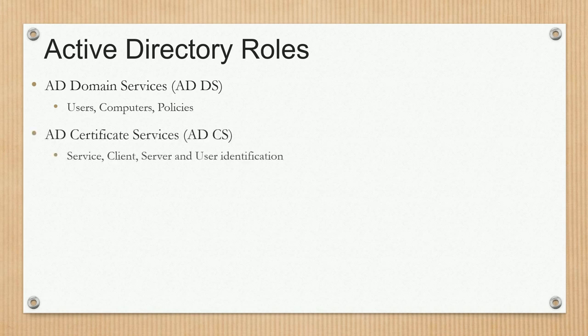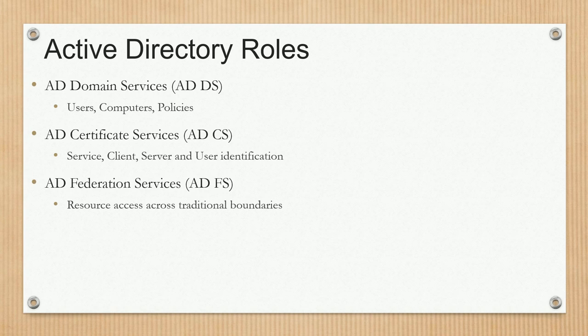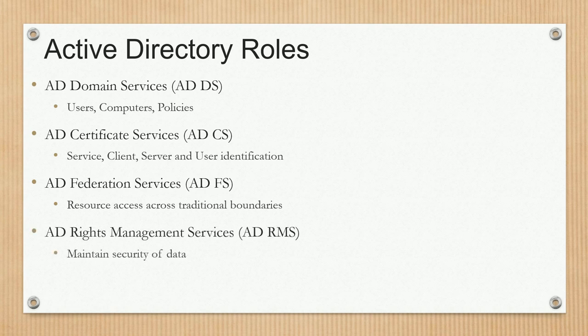The second role is Certificate Services, which will help you manage your service, client, server, and user identification. The Federation Services role handles resource access across traditional boundaries. This FS role will help you create your resource boundaries and set boundaries for your identity and the resources.